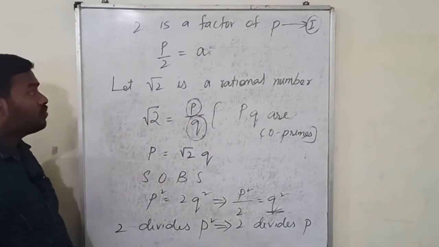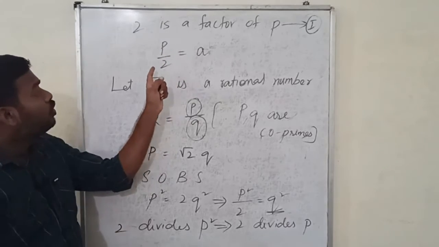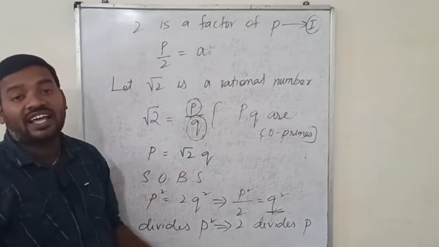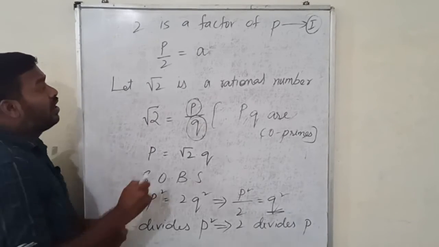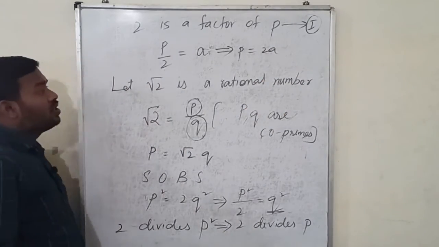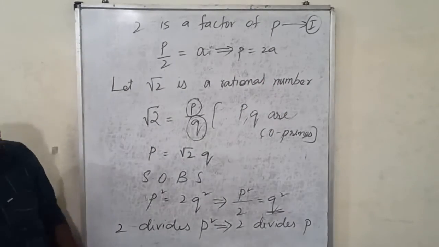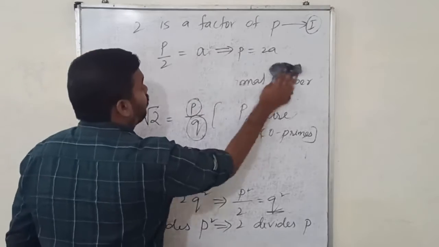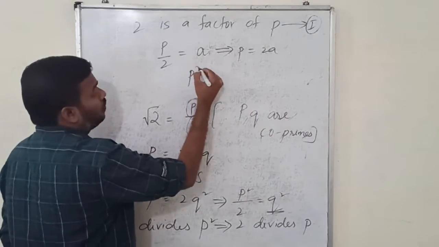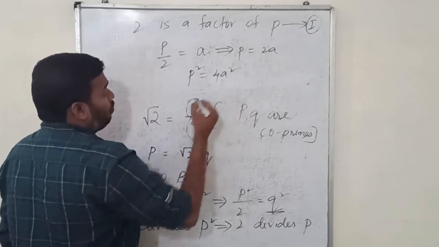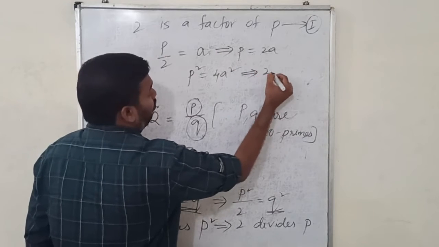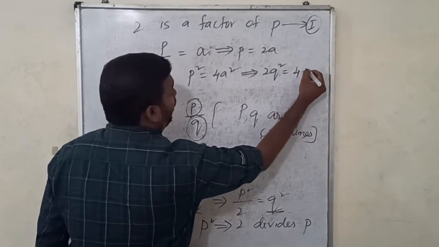If 2 can divide P, then there should be some quotient. Let us take that quotient as A. Now you can write P is equal to 2A. Squaring on both sides gives P square is equal to 4A square. But what is P square? P square is nothing but 2Q square.